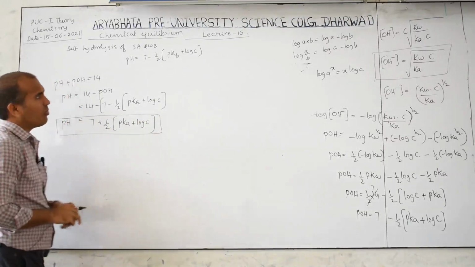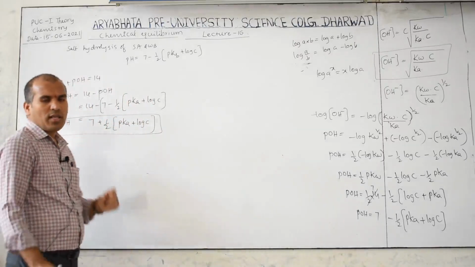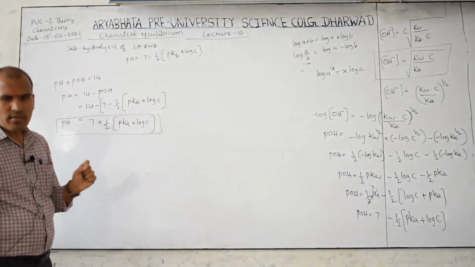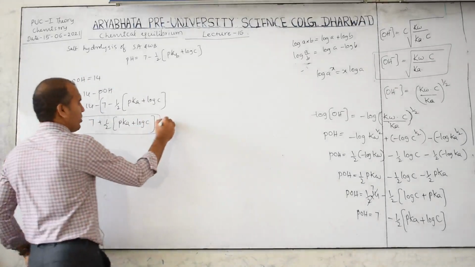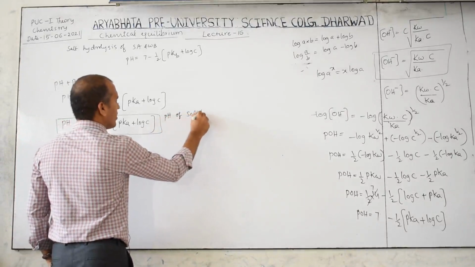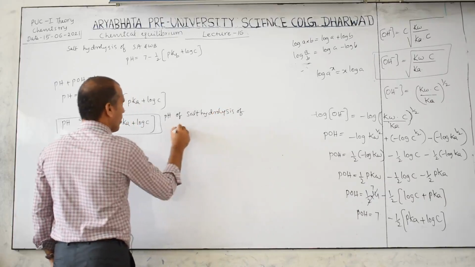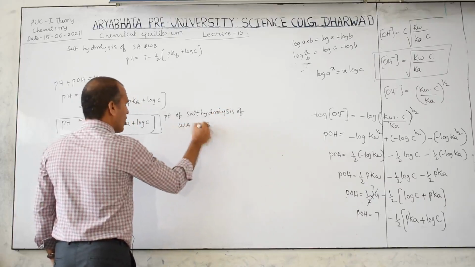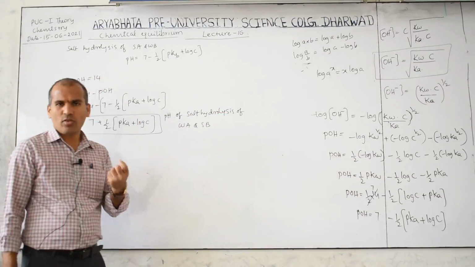Because here it is salt hydrolysis, now it is a salt hydrolysis of weak acid and strong base. This is the pH of salt hydrolysis of weak acid and strong base. So here which is the dominating character? Base. Strong base is the dominating character.